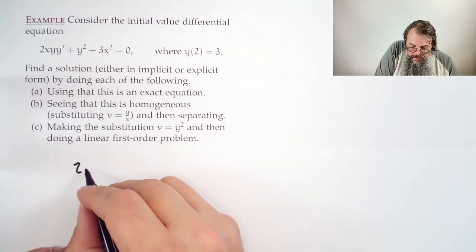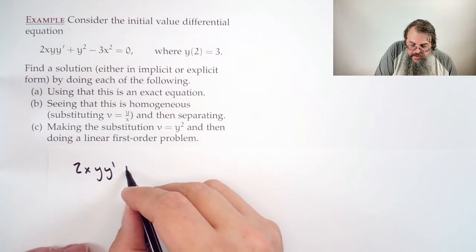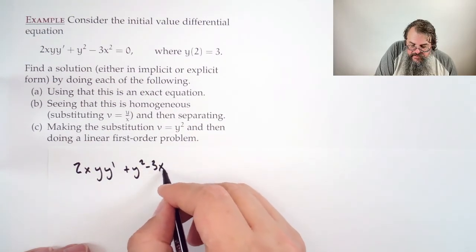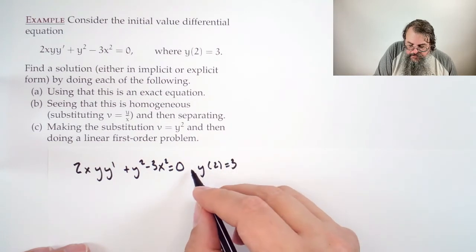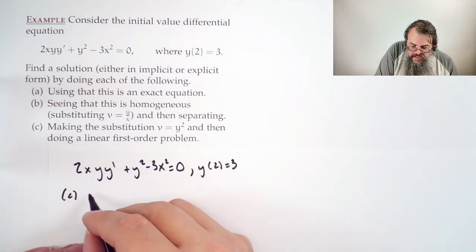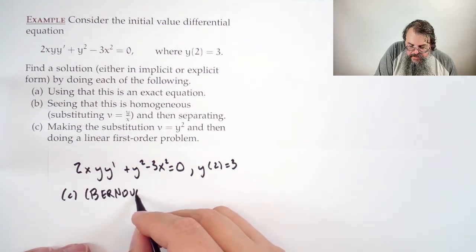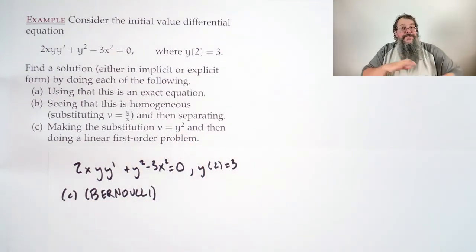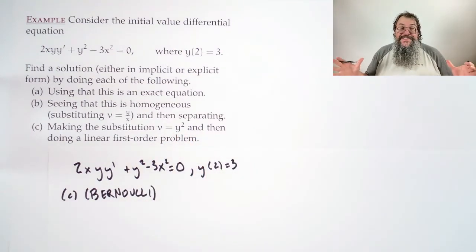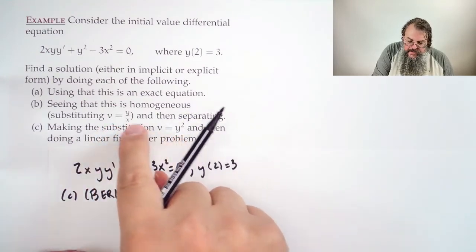Okay, so let's recopy it. 2x y prime plus y squared minus 3x squared equals 0. y of 2 equals 3. And so for part C, this is Bernoulli. I know, it doesn't say Bernoulli, but again, anytime it's y to a power, that's Bernoulli. That's what Bernoulli is, y to a power.